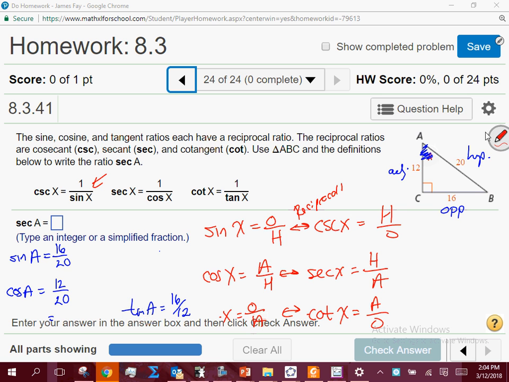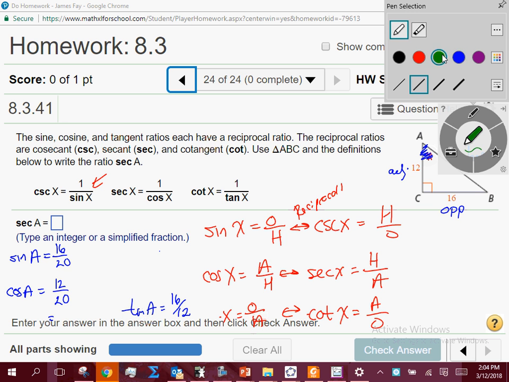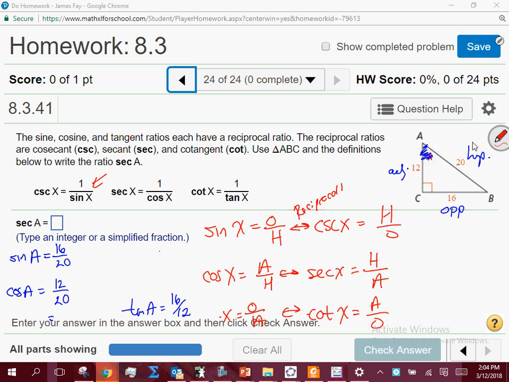Okay. Now that I have those, I should be able to determine what their reciprocals are. Sine and cosecant go together, and they are reciprocals. So sine is 16 over 20. What's cosecant? 20 over 16.